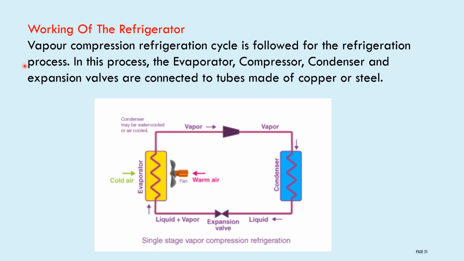Working of the refrigerator. The vapor compression refrigeration cycle is followed for the refrigeration process. In this process, the evaporator, compressor, condenser and expansion valve are connected by tubes made of copper or steel. This diagram represents a single stage vapor compression refrigeration. It contains the evaporator, condenser, expansion valve and also the compressor. These are connected with the help of tubes, and the tube is made of copper or steel.